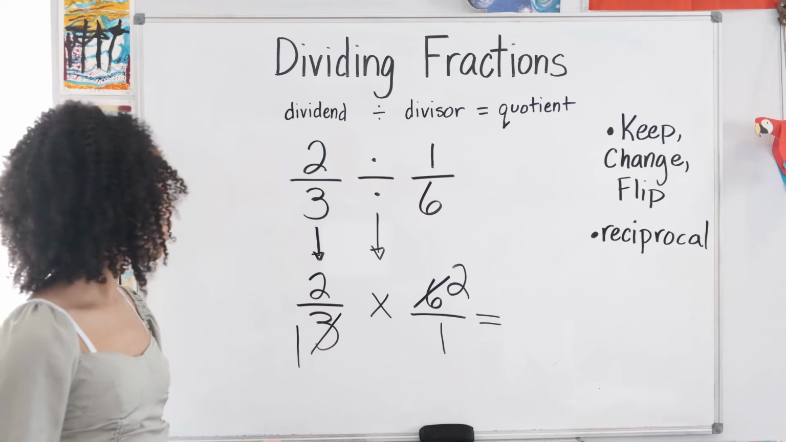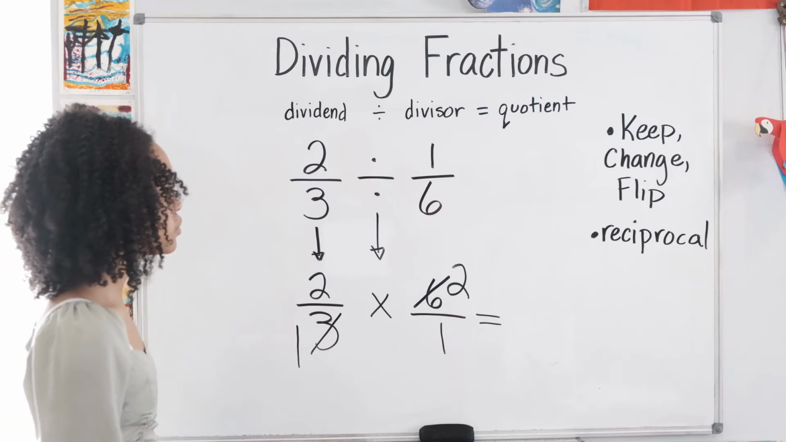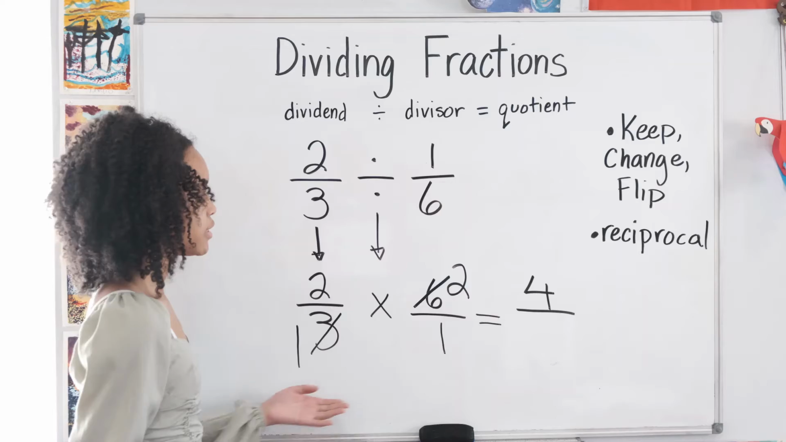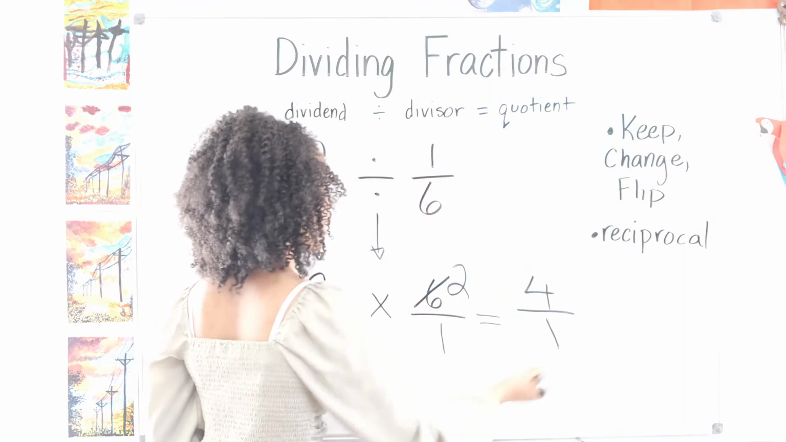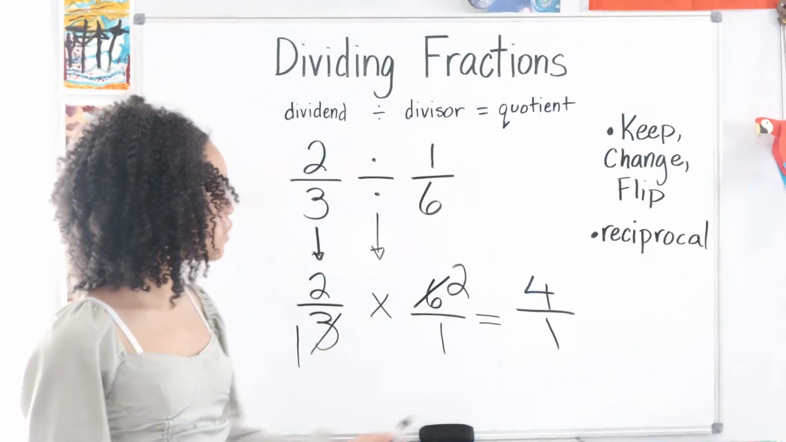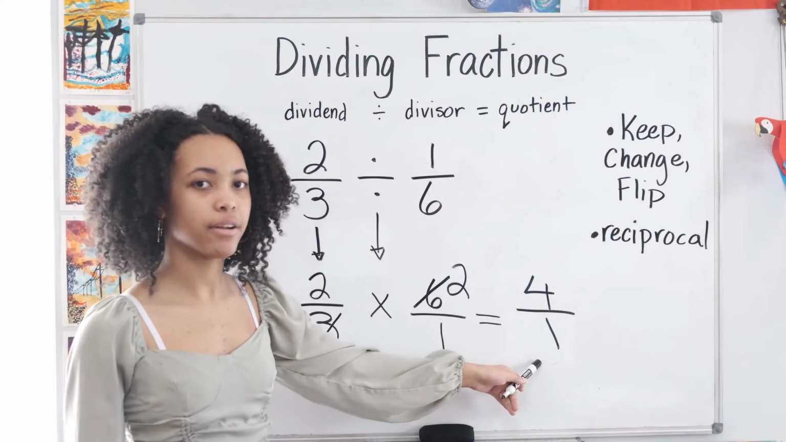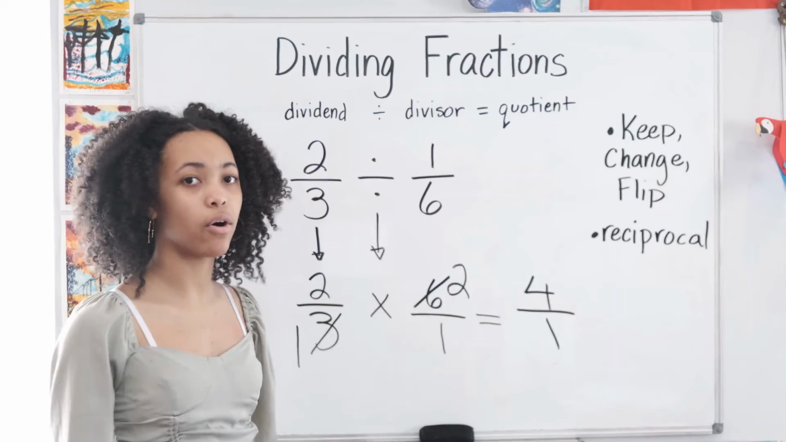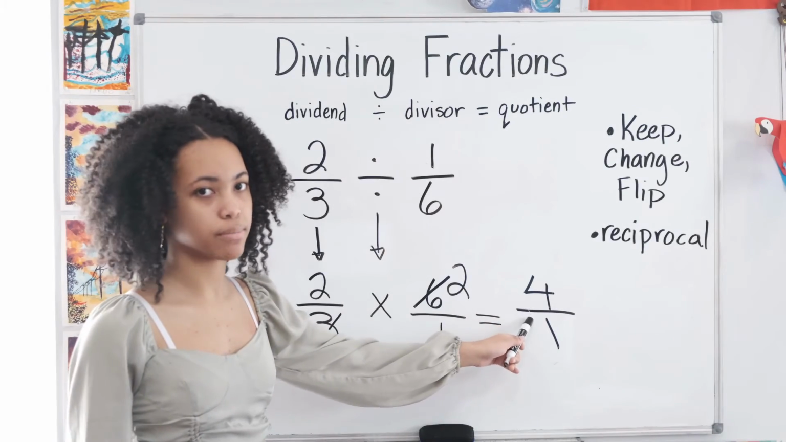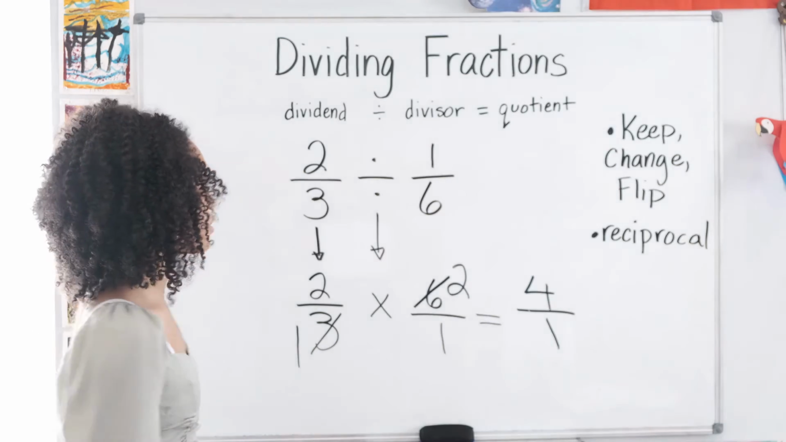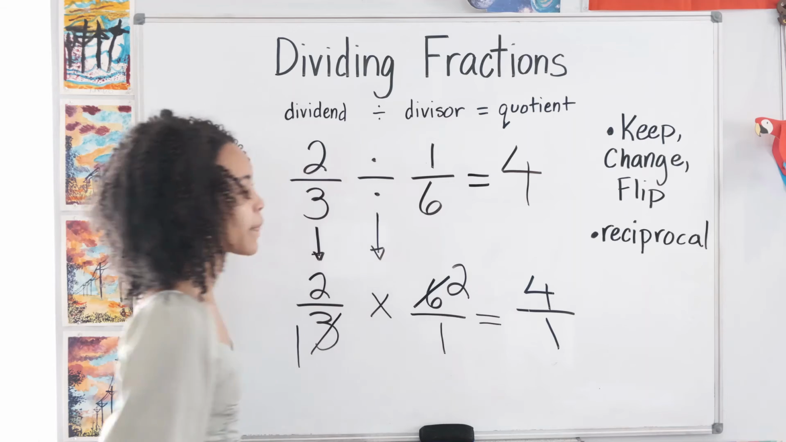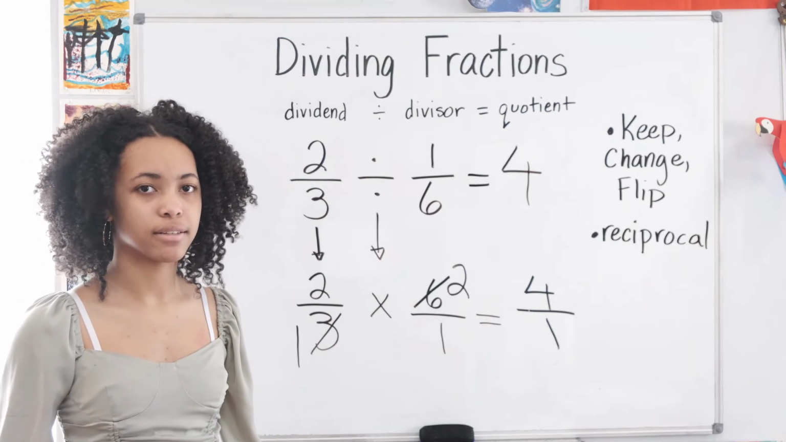Now we can multiply. 2 times 2 is 4. 1 times 1 is 1. Now we have an improper fraction. But whenever you have 1 as the denominator, that means that your answer is going to be a whole number. And the whole number is whatever number is in the numerator's place. So our answer is 4. That wasn't so hard, was it?